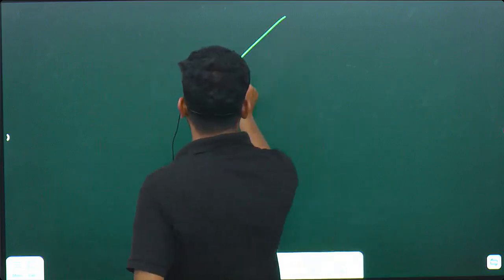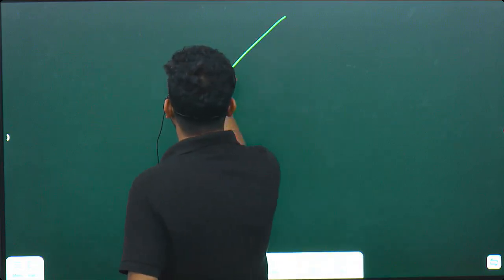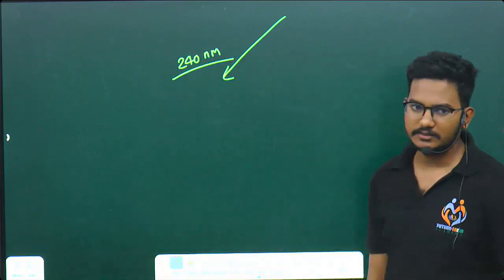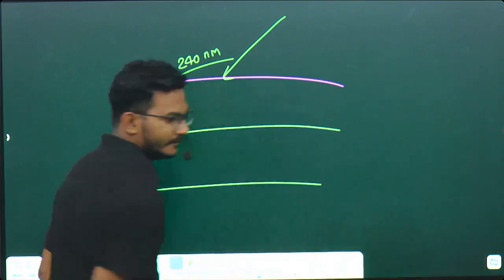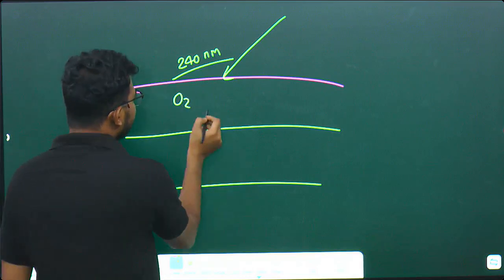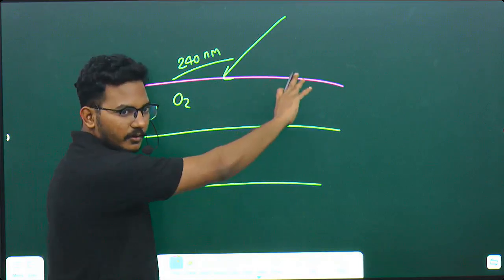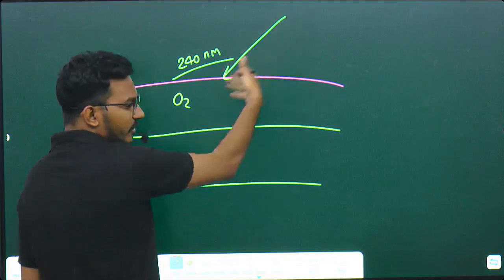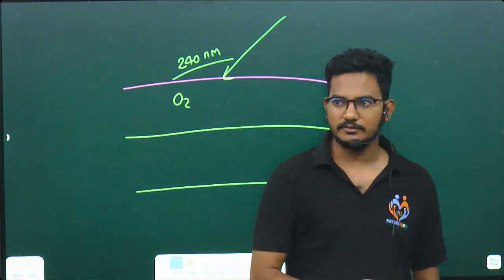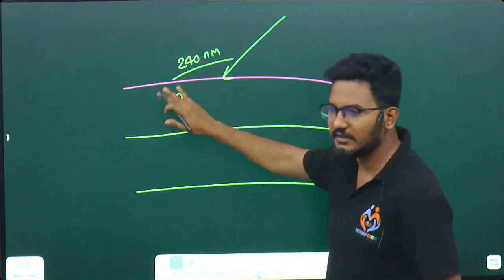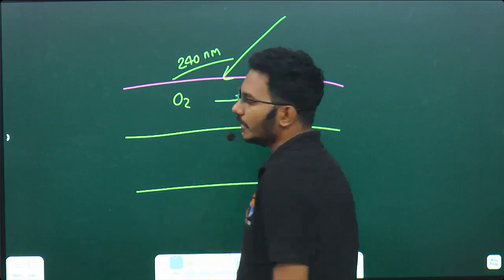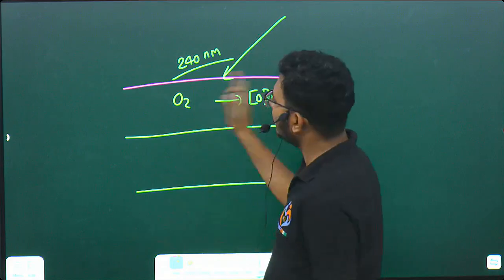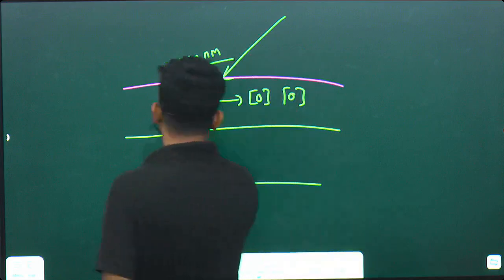What happens is, when sunlight comes, if the sunlight wavelength is less than 240 nanometers, at that point of time, oxygen, this is stratosphere, and this is troposphere. Okay, so the oxygen which is there in the stratosphere, not every time it will come. In few incidences the wavelength will be less than 240 nanometers. At that point, this oxygen will be divided into nascent oxygens, but not all the oxygens will be divided. Some oxygens will remain as oxygen only.